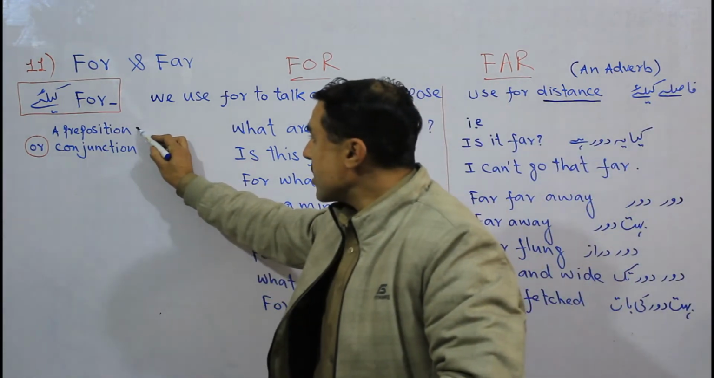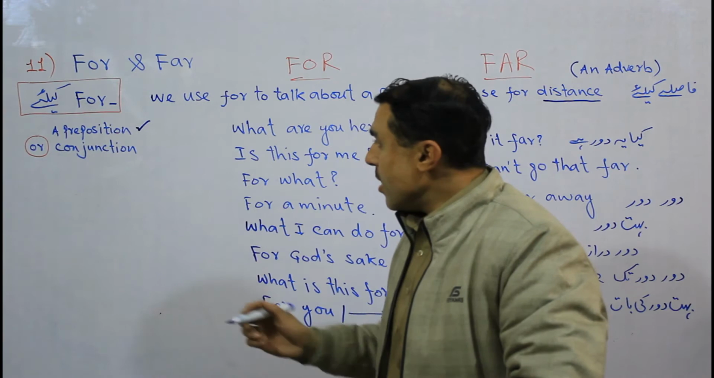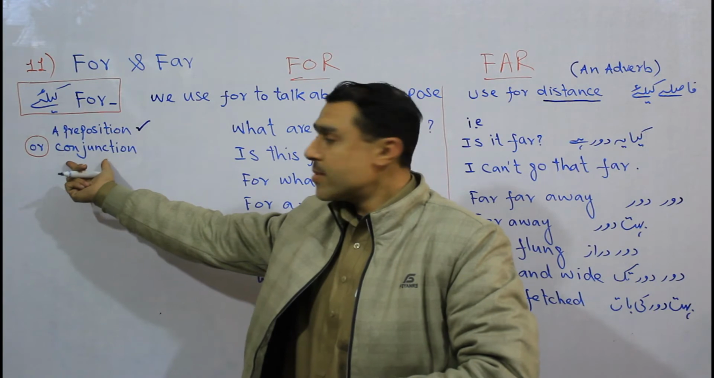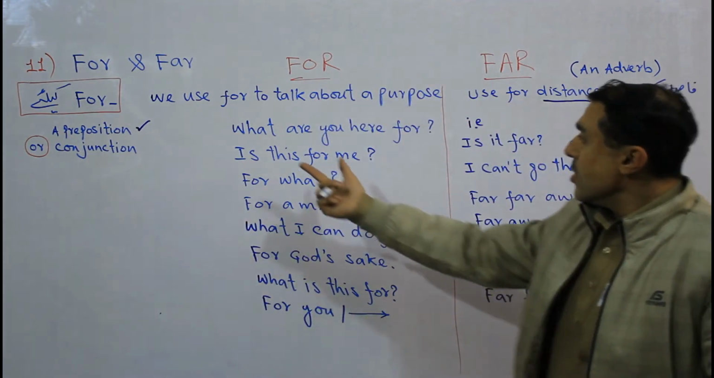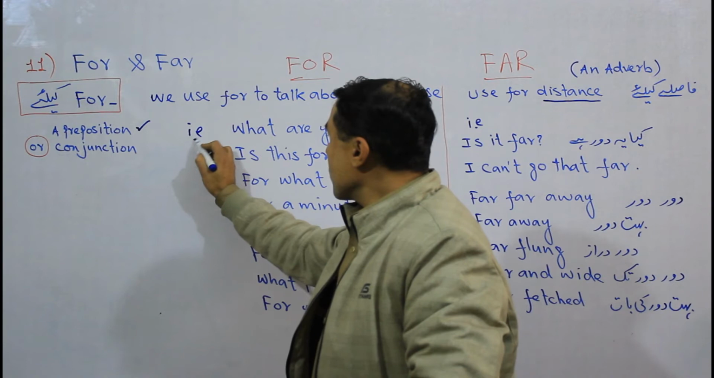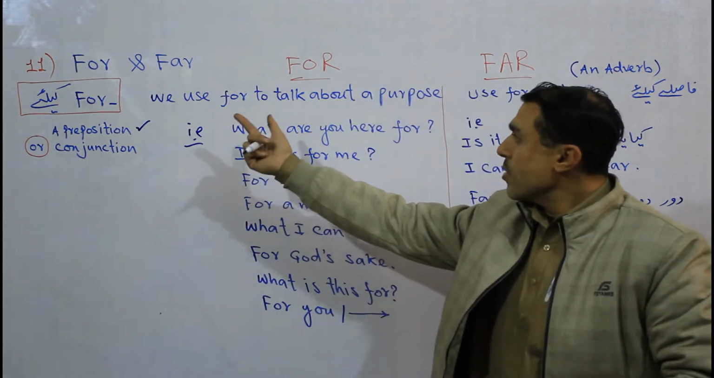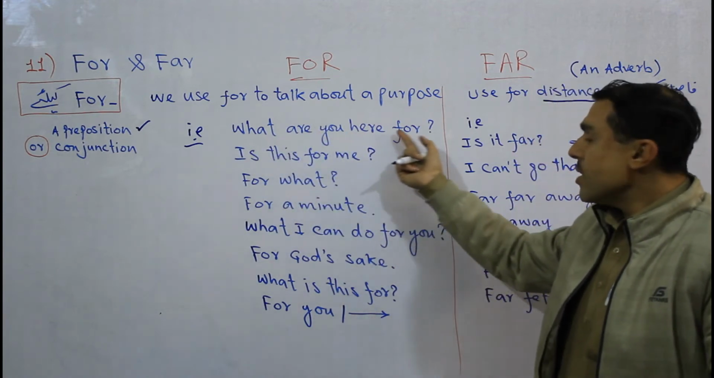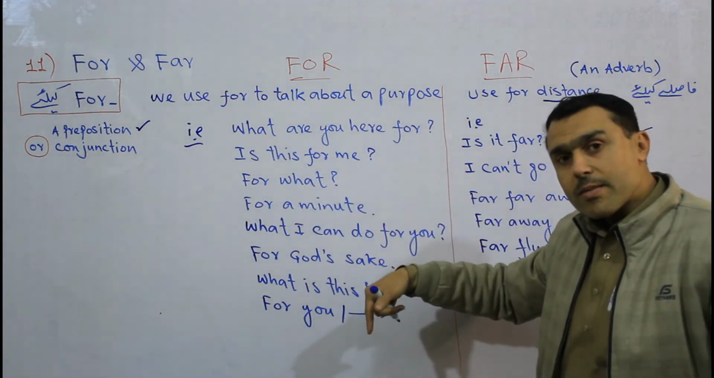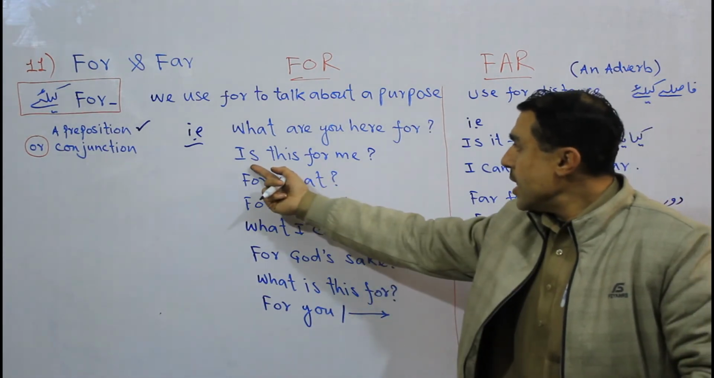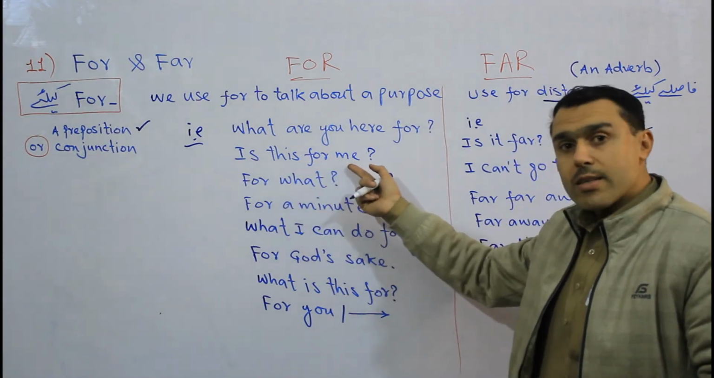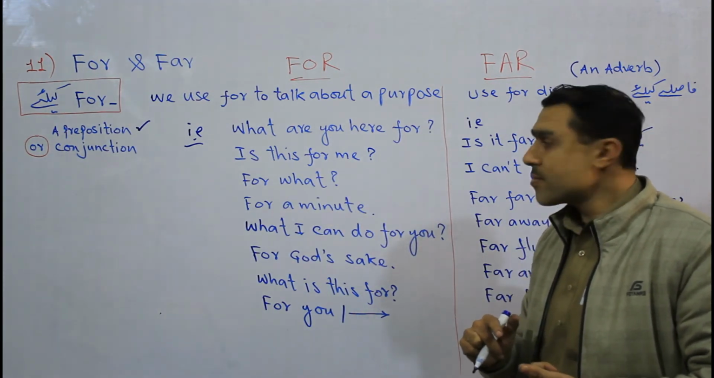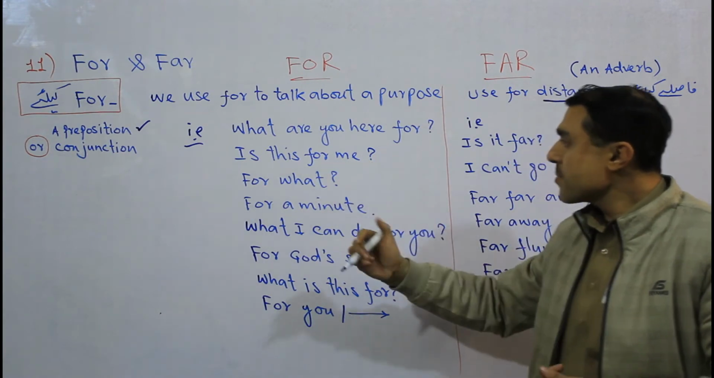Mostly it is used as a preposition. But sometimes it is used as a conjunction. We have some examples of the word for. What are you here for? आप यहाँ किस लिए हैं? Is this for me? Is this for my brother? Is this for your family? क्या ये मेरे लिए है?